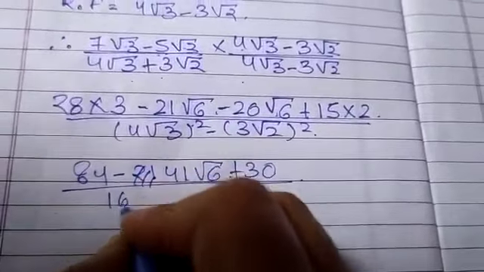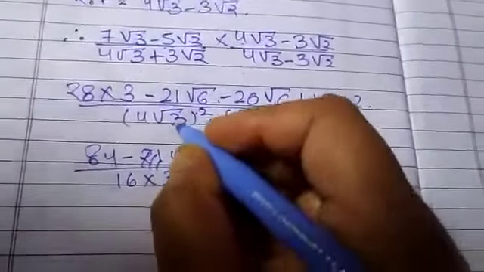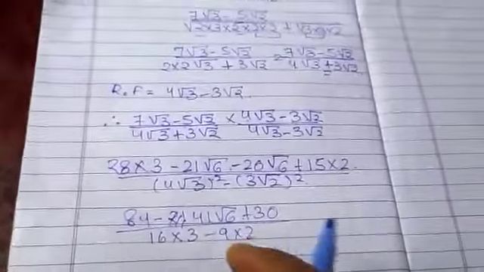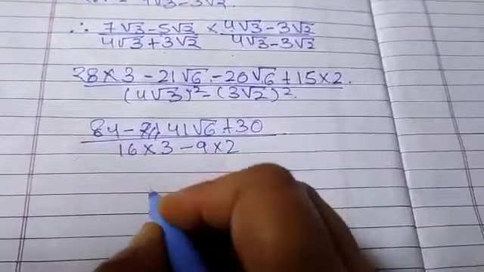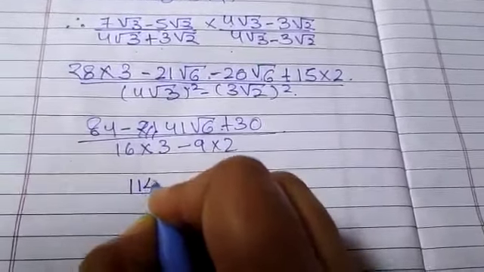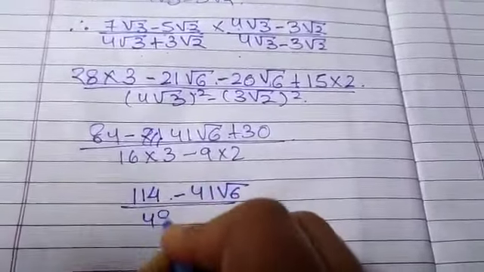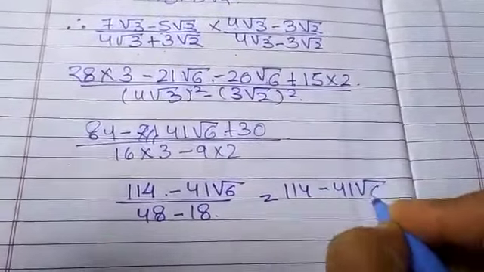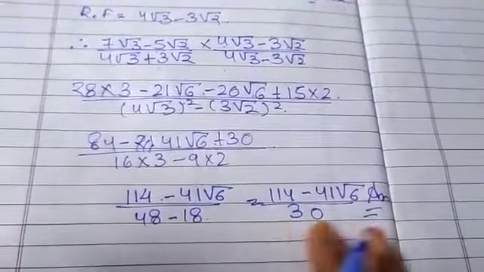Here 4 4s are 16 and 3s are minus 3 3s are 9 and 2s are 18. Why 2 and 3? Because under root 3, when you make the square of this, then only the number comes out and the under root is removed. Correct? So 84 plus 30 will be 114. Minus 41 under root 6 upon 16 3s are 48, 9 2s are 18. So this will be 114 minus 41 under root 6 upon 30. This is your simplest form, and you can see here the denominator has been rationalized.